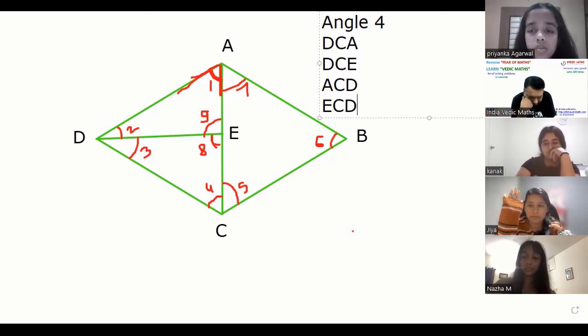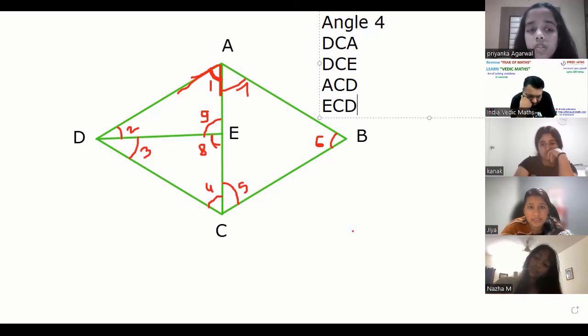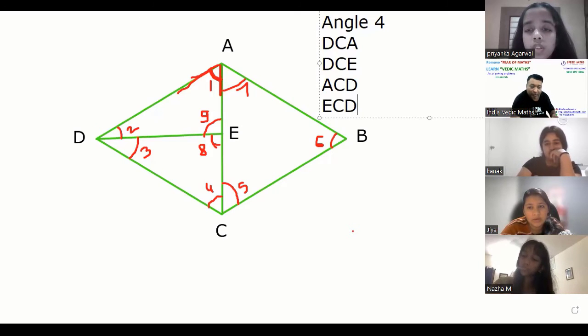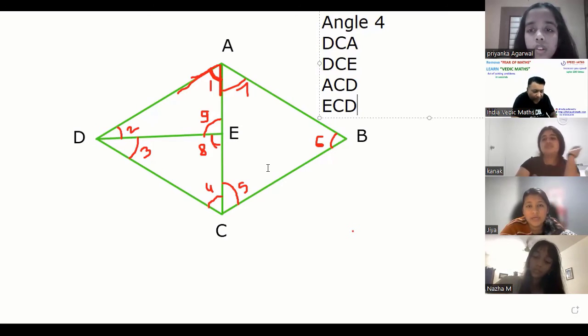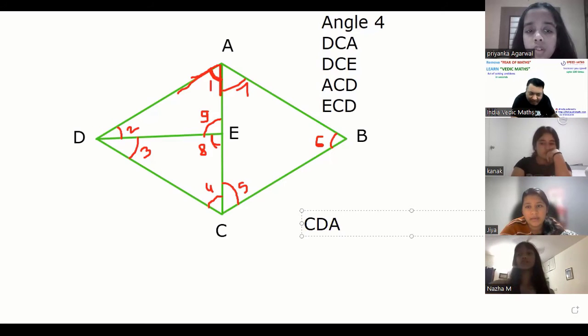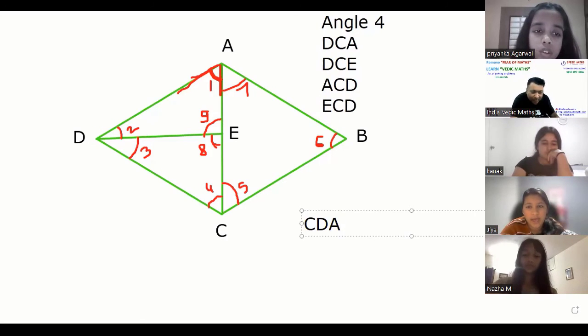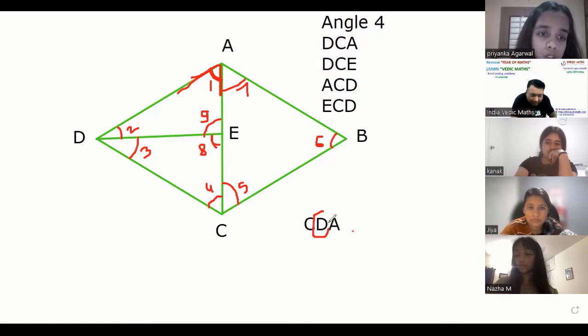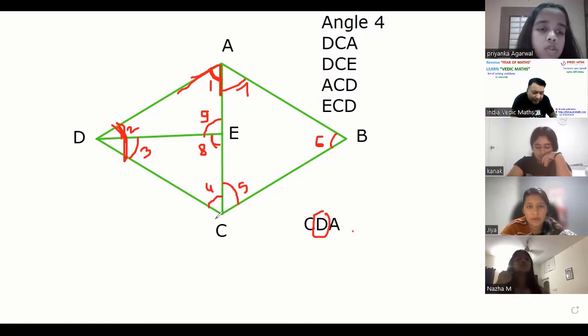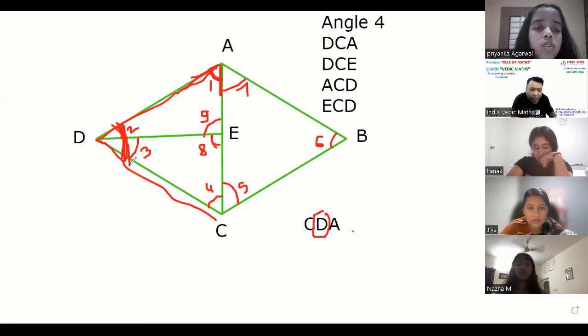Cool? Yes, Jia. So I had a question. Because it's DCA, can we do CDA? You said DCA, CDA, right? No. See, the letter in the middle will tell the angle. Which is coming in the middle? D. This is the middle, right? So CDA is this angle. Full. See, CDA is this angle. Angle 2 and 3 together. You cannot say.